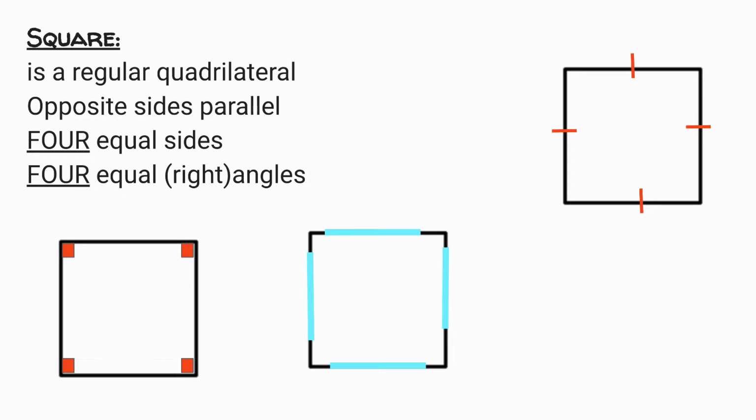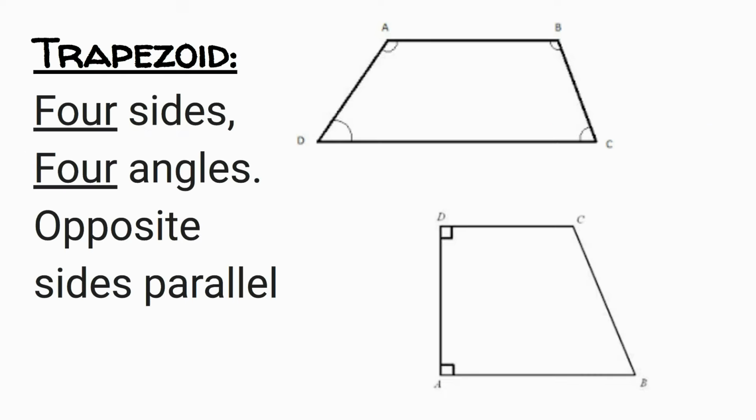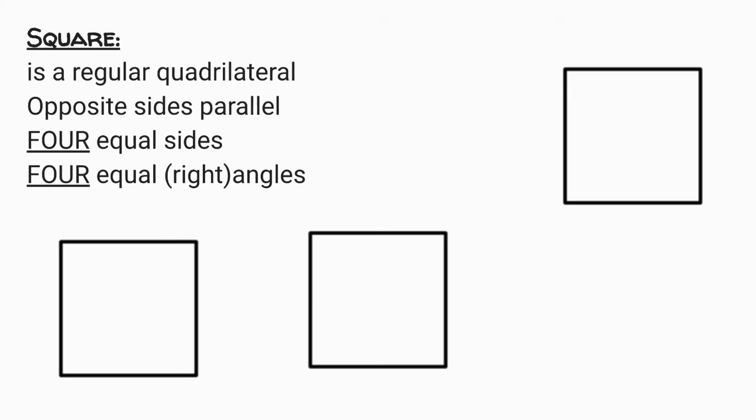Okay, going back here, you can have a trapezoid with right angles, but you cannot draw one with four of them, because as soon as you do, you've drawn a square. So you don't have a trapezoid anymore, you have a square.